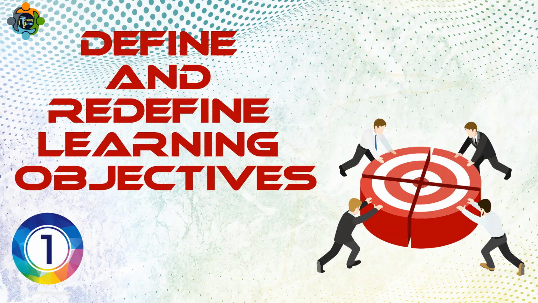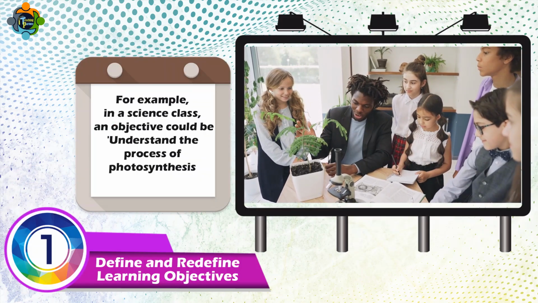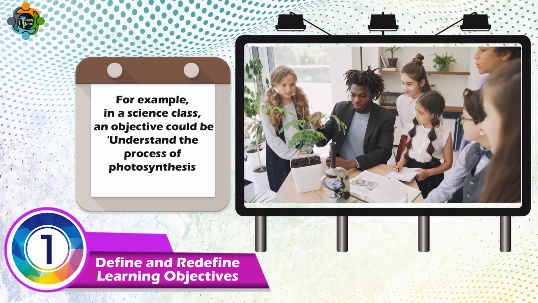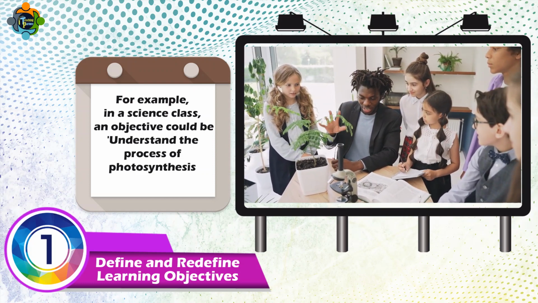Stage number 1. Define and redefine learning objectives. This is where we decide what the student should learn. For example, in a science class, an objective could be understand the process of photosynthesis.